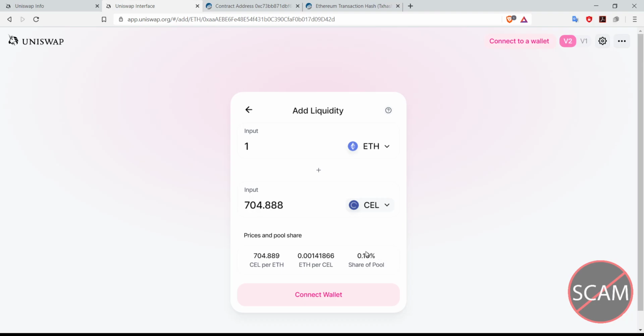So this is telling you how much share of the pool you will get. So that means you own 0.1%. I would own 0.1% if I add this in. That means I would receive 0.1% of all trading fees that occur on Uniswap for this pair. And yeah, you can see a little bit of information here. Pretty self-explanatory, really.